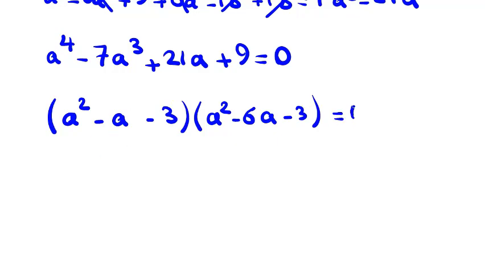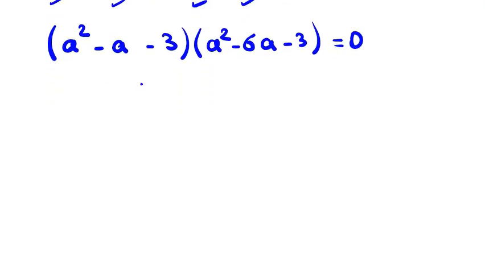Why? Let's check. For a to the fourth, it's okay. For a cubed, negative 6a cubed and negative a cubed give negative 7a cubed. For a squared, negative 3, negative 6, negative 1, and then plus 6 will be 0. For a, it will be negative 3 times negative 6, plus 18, plus 3, which is 21a. And negative 3 times negative 3 will be 9. So it will be okay.